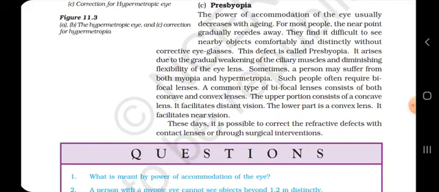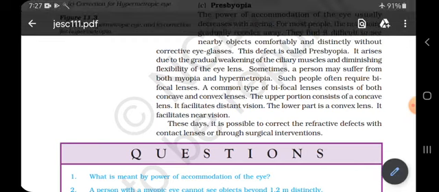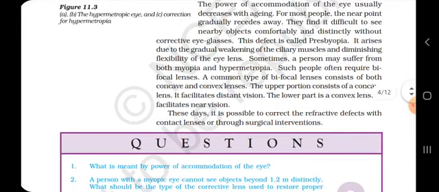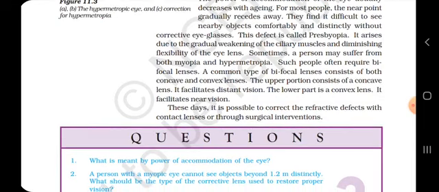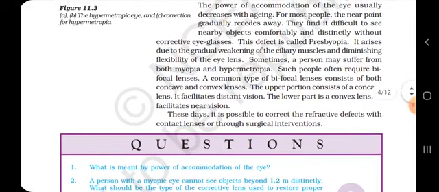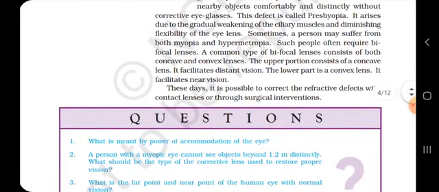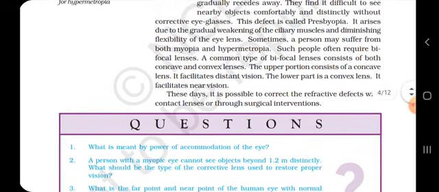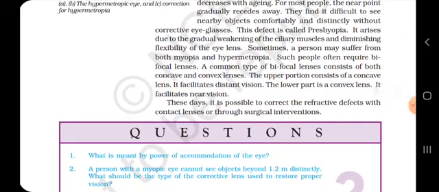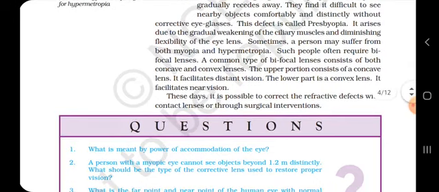I repeat, the power of accommodation, that is the adjustment of the focal length, decreases by aging. So the near point gradually recedes away. They find it difficult to see nearby objects comfortably and distinctly without corrective eyeglasses. This defect is also called presbyopia. It arises due to the gradual weakening of the ciliary muscles and diminishing flexibility of the eye lens.